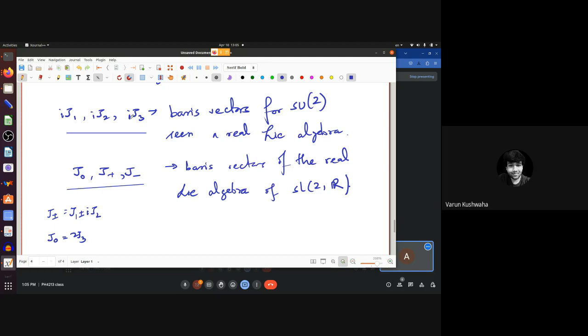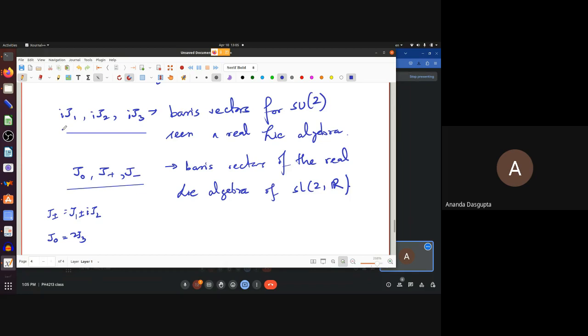No, we can't. So these two, although this looks like a change of basis, do not generate the same real Lie algebra. They're not even parts of the same one. Even IJ3 and J0 are not in the same real algebra, right? You can't go from IJ3 to 2J3 by combining with real numbers. J plus does have a J2 in it, but it also has the J1, which you can't get from IJ1 with real numbers only.